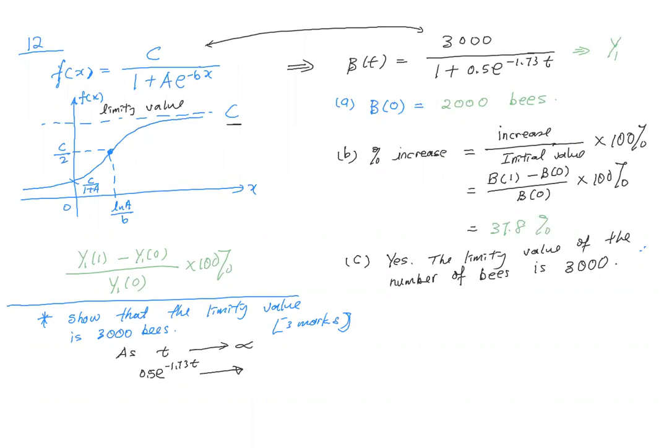Yes, because the power is negative. So therefore, my B(t), which is 3000 divided by that, will approach 3000 from below. So you see, this question you have to answer like that. Therefore, I say the population of the bees will not go beyond 3000 bees.